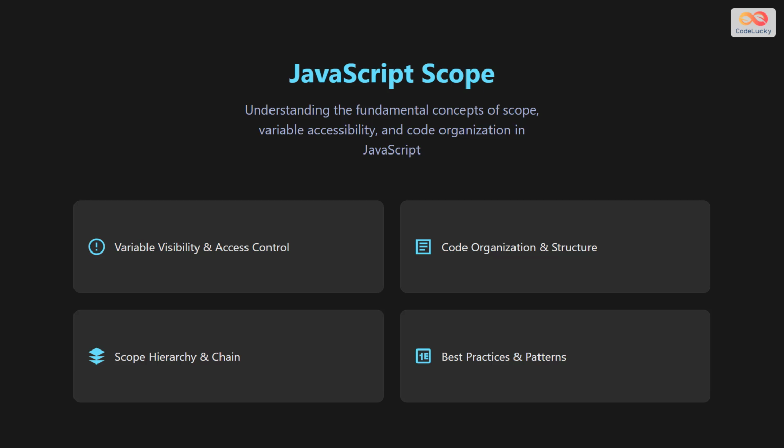Next, we will look at code organization and structure. Then we will discuss scope hierarchy and chain. Lastly, we will learn best practices and patterns for effective scope management.